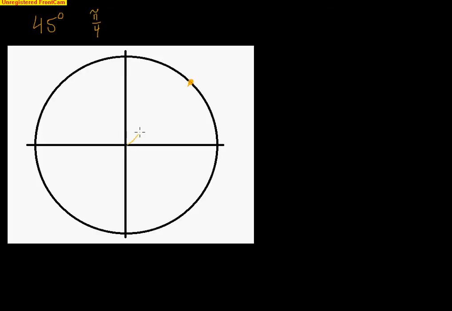Let's draw a picture of this triangle here. There we go, and I'm going to drop that straight down. Here's my x value, here's my y value, here's my radius, and here's my 45 degree angle. Now, let's try to find sine of 45 degrees and cosine of 45 degrees. How can I make this helpful?